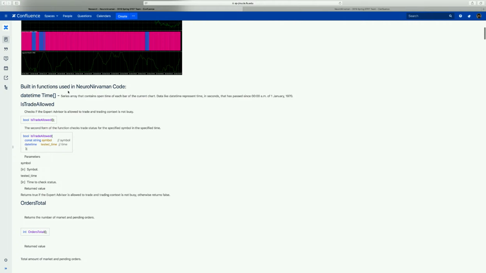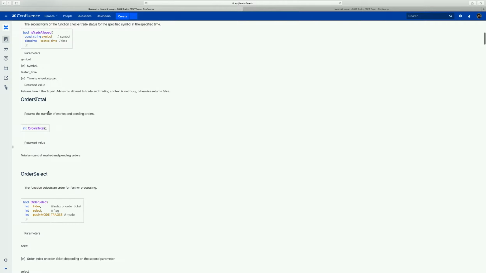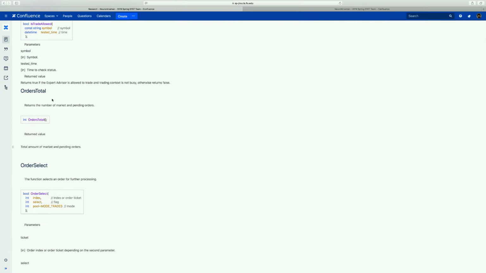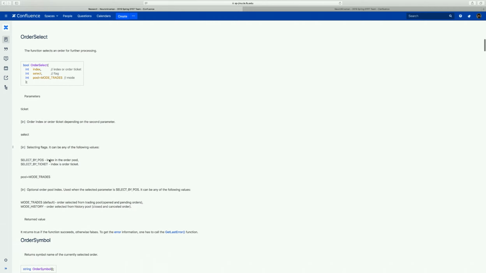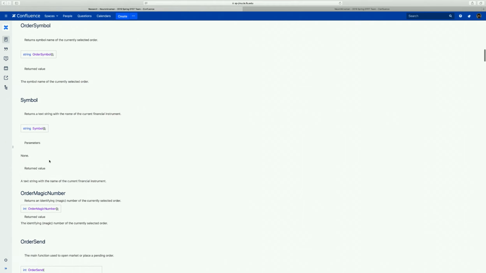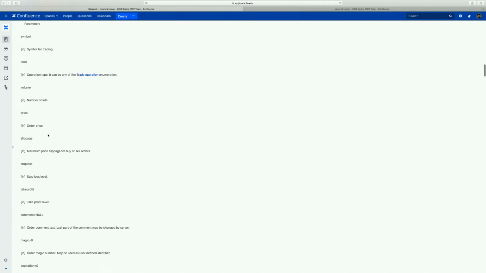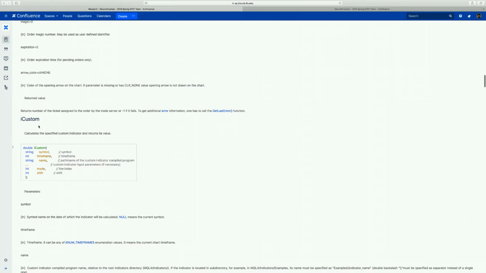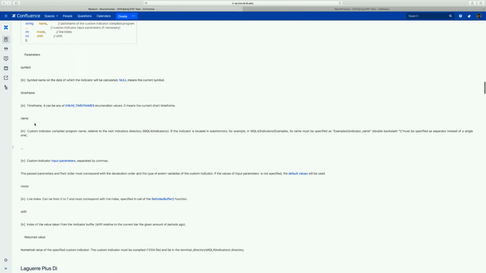Okay, the built-in functions used in the code: the series array that contains the opening time, the date time. It asks if the trade is allowed. It computes the total orders, so that it knows the pending orders before it sends new orders. Then it selects the orders and processes them. This is part of the order processing, and then it sends an order based on the recommendations from the supervisor function, which relies on the indicators. The iCustom function is used to call the indicator dependencies.